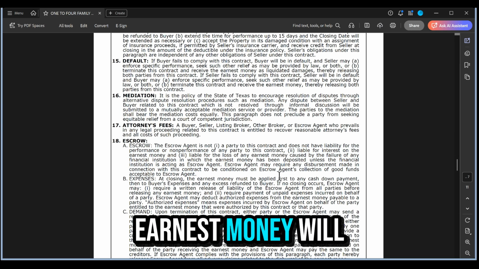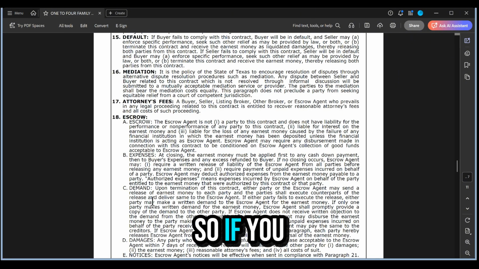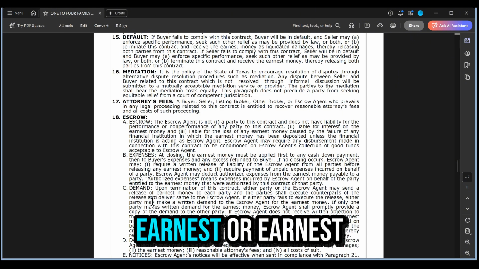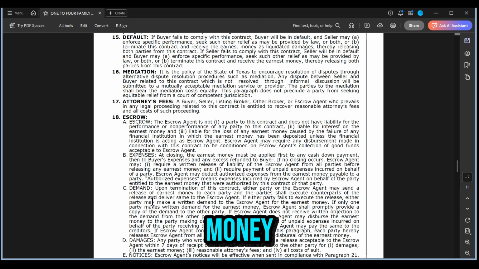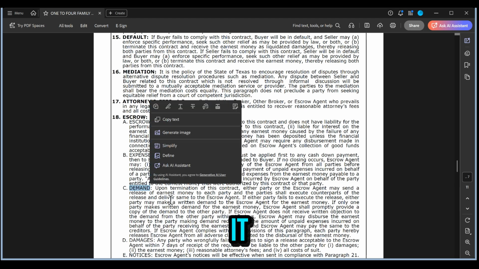Expenses at closing: earnest money will be applied to the amount that you are paying. So if you put in $1,000 in earnest money, then you only need $99,000 left. The $1,000 goes to it. That's just a rough summary.